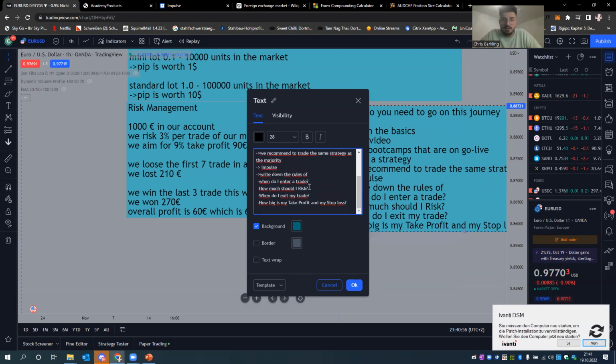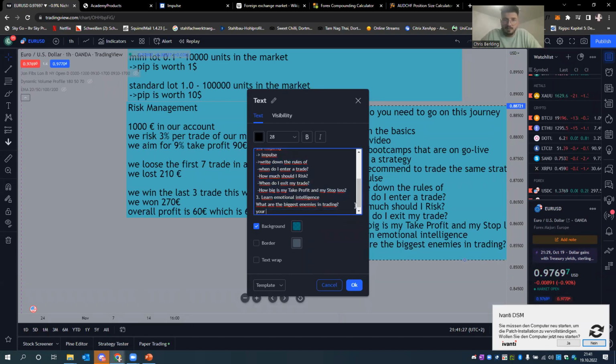And then the last thing you need to keep in mind is to learn emotional intelligence. You guys can write in the chat, what do you think are the biggest enemies in the markets? The biggest enemies in trading. Your own emotions, exactly. Do you know which emotions? Anger, yes, that's a good one. Afraid, sad, joy, and anger. Yep, those are all good ones. So anger, joy, feeling sad.